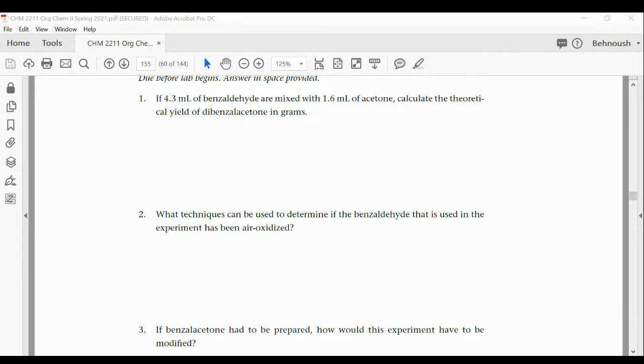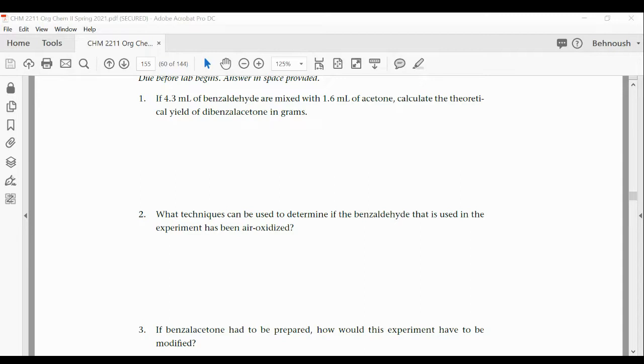Hopefully it's not all air oxidized, because if it's all air oxidized, you cannot make it go through this reaction. So you might have some of it air oxidized. So you can check the pH. If the pH drops, that means some of the benzaldehyde has been air oxidized.